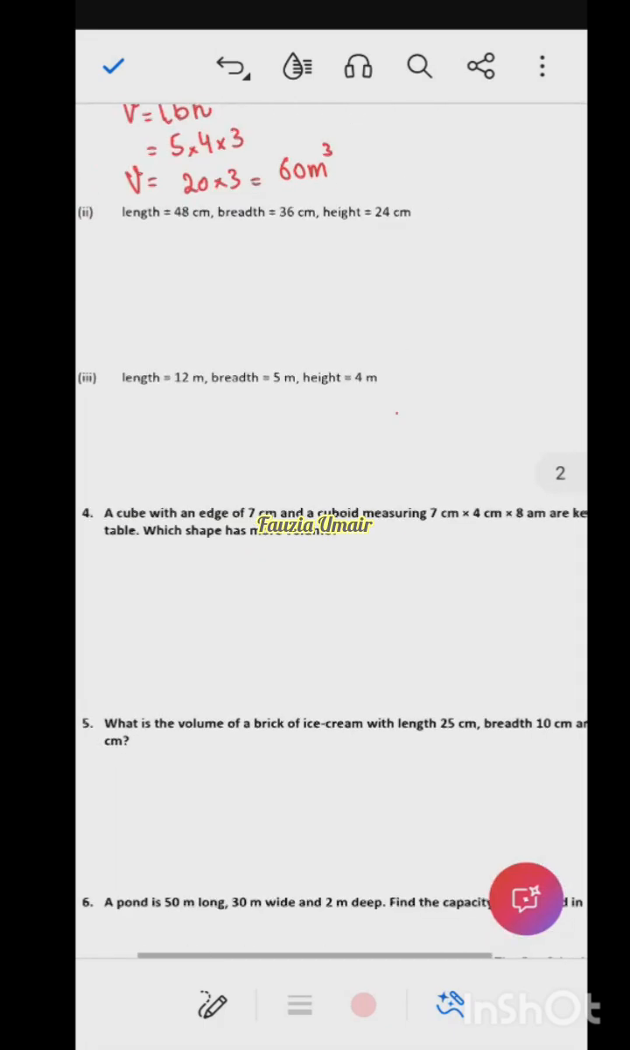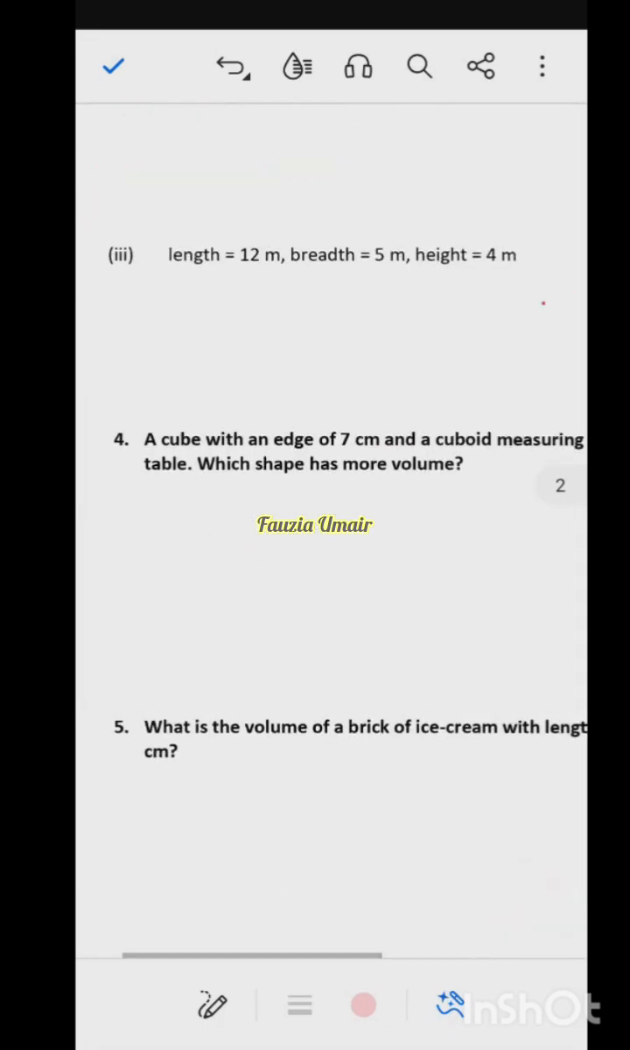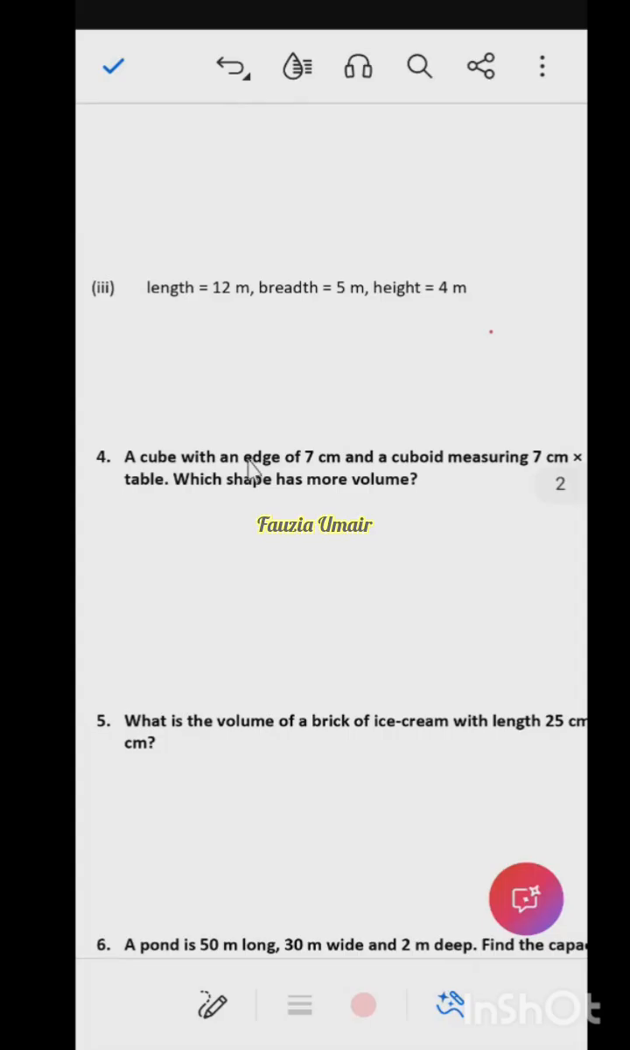All right. Now this you can solve, it is easy, right? You can just calculate them later on. Okay? Now moving on to question number 4.